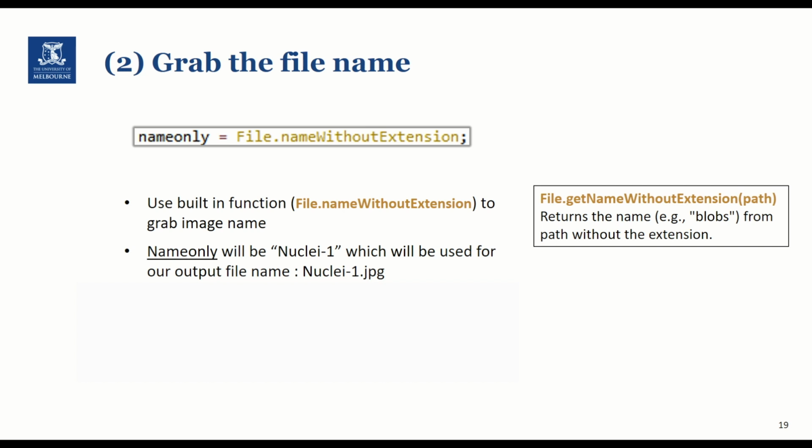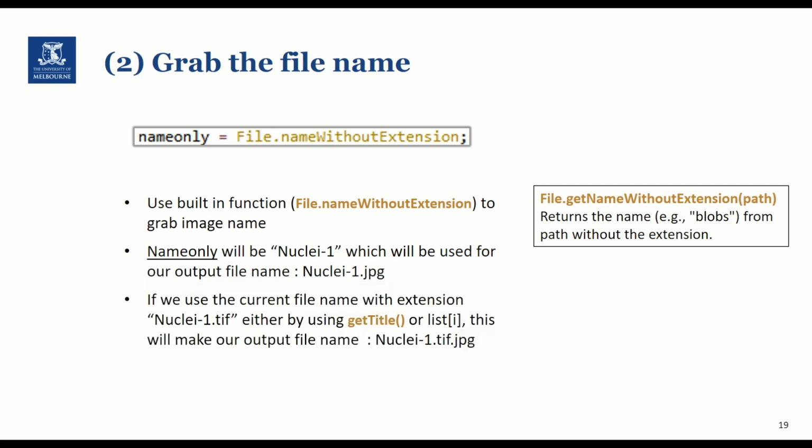Then later, when we make the name of our output image, we can simply add .jpg at the end of this name. We can still use the full file name, which we can get either from the getTitle function or even using the list box bracket I with .jpg, but then the full file name will be nuclei-1.tif.jpg. This file will still be recognized as a JPEG image, but this is not neat and it's not looking good. So this part is rather for the aesthetics of the output name than function.